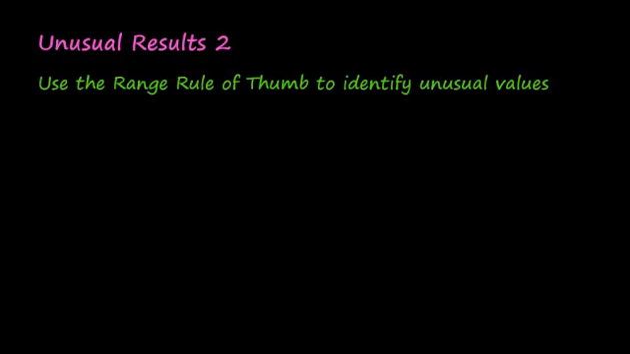Okay, we said we were going to use two different methods for finding unusual results, depending on the problem we're asked to do. One was to use the range rule of thumb, and the other was to use probabilities. So, in this video, we want to look at using the range rule of thumb to identify these unusual values.